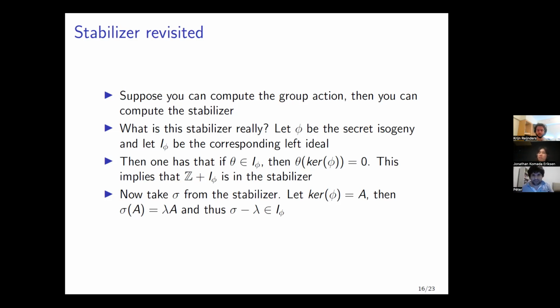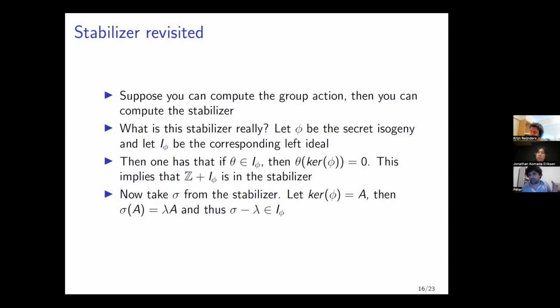And what is this Z plus I phi? If you look at what is written in SQIsign, this is exactly something called an Eichler order. Why? Because you take the endomorphism ring of your domain curve, you take the endomorphism ring of the codomain curve, and then you intersect those. So it will be the intersection of the two maximal orders corresponding to the appropriate left ideal.